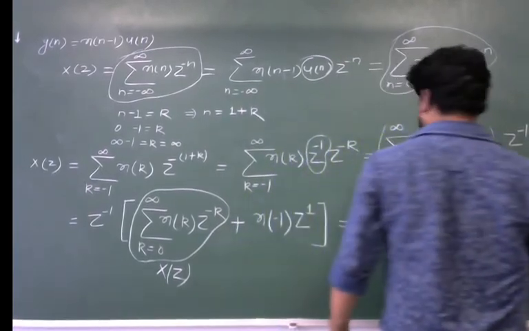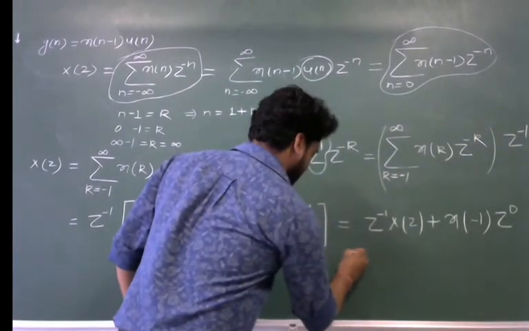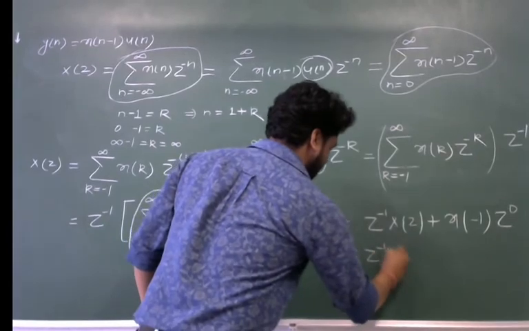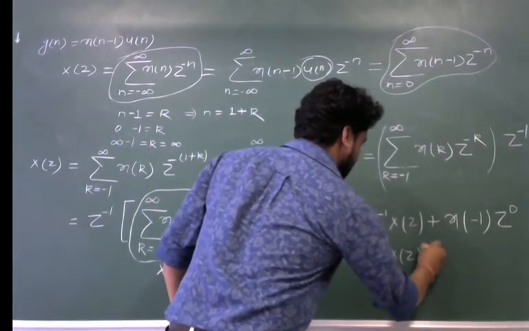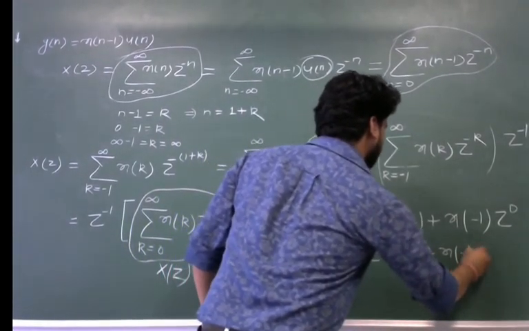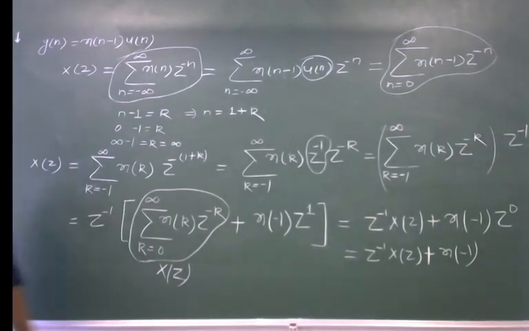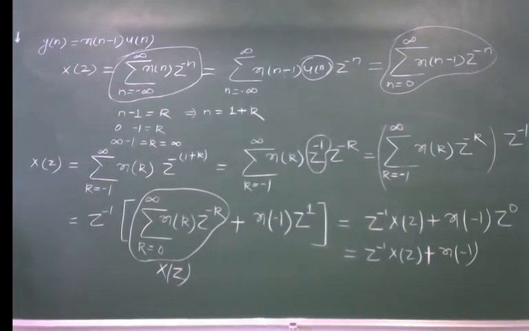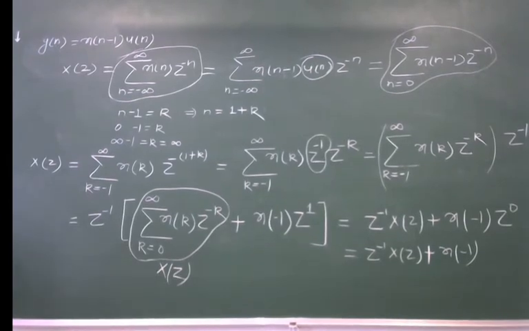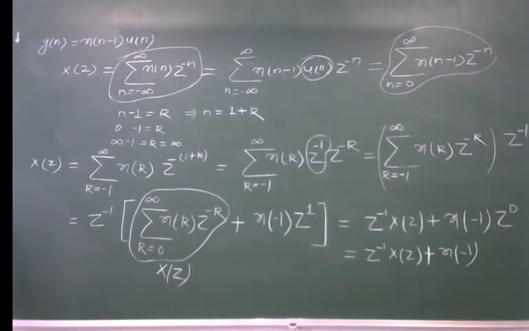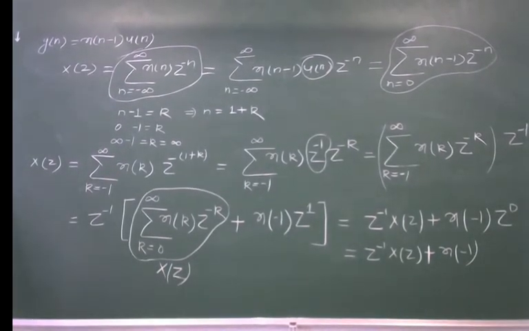And this can be further simplified as z inverse x of z plus x of minus 1. This is the way to represent the z transform of the given system.